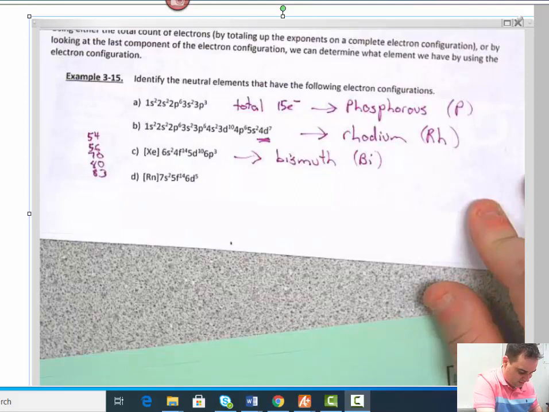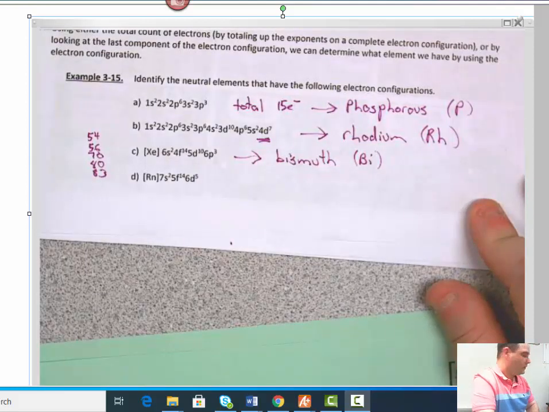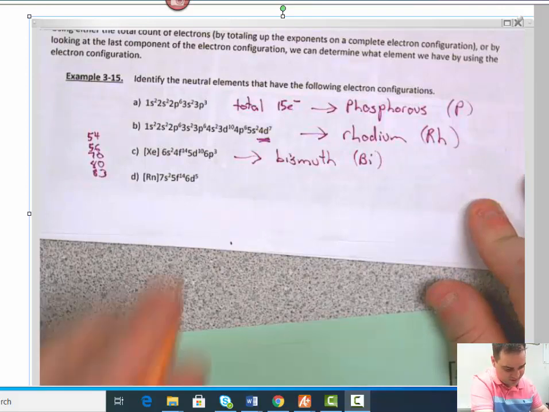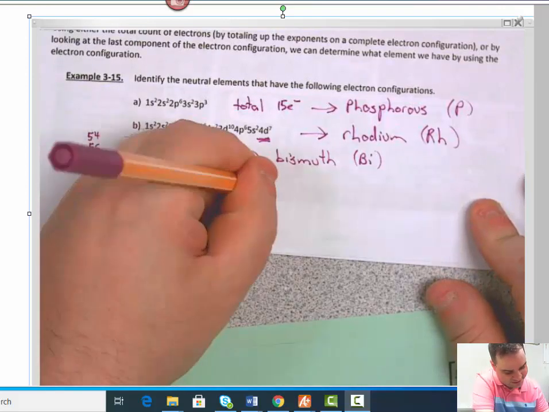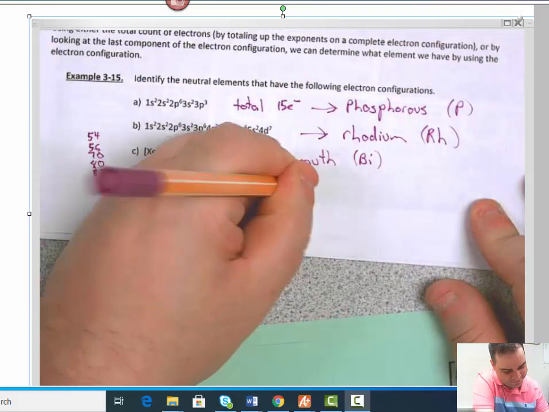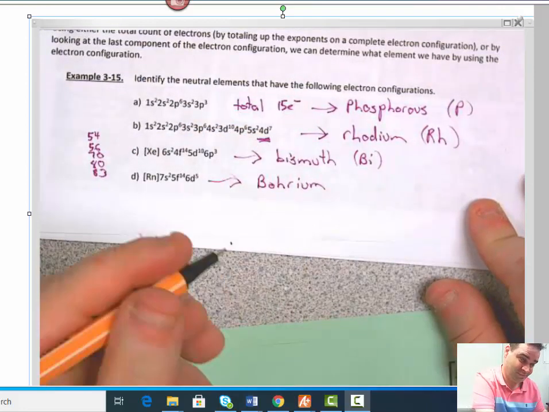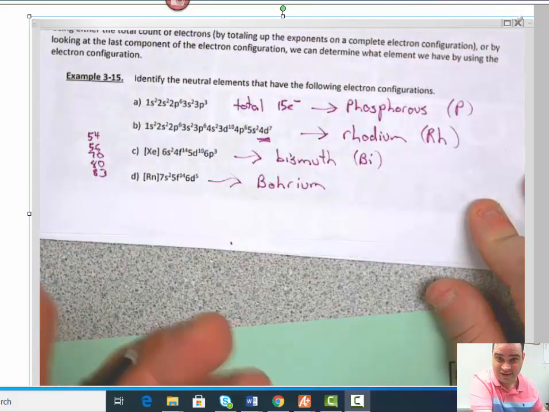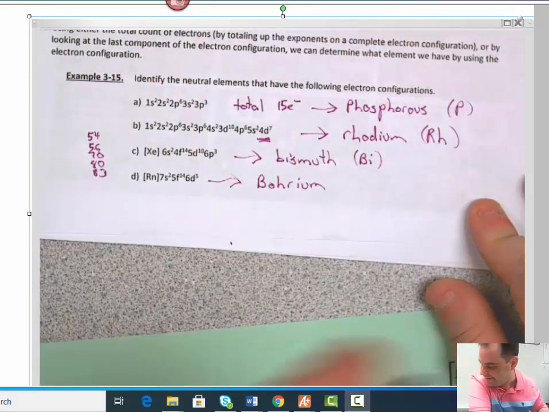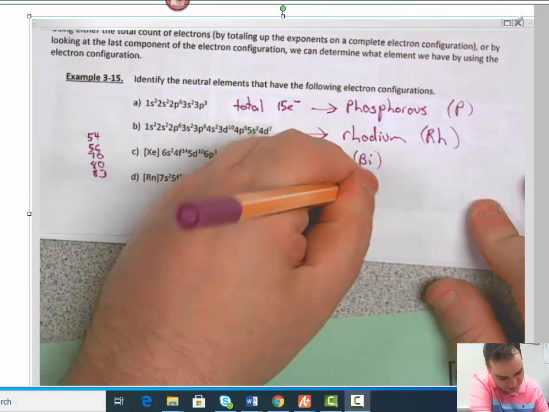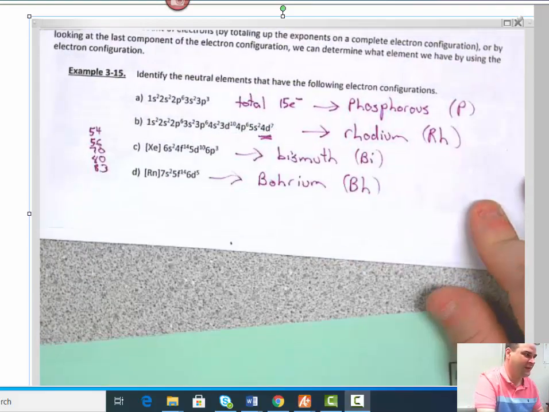And this one's at 65, so I can go look at 65. 1, 2, 3, 4, 5. 65 is, oh, how nice. Bohrium, named after Niels Bohr, of course. I mean, when you come up with the planetary model of the atom, they just start naming elements after you. Go figure. Which is Bh.